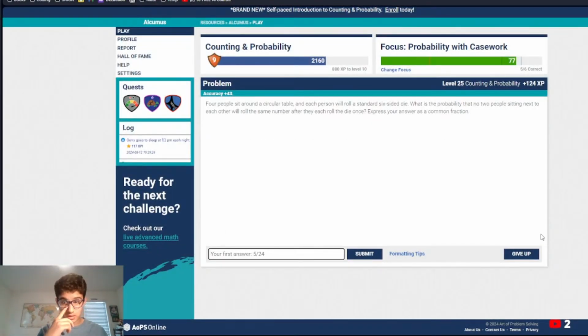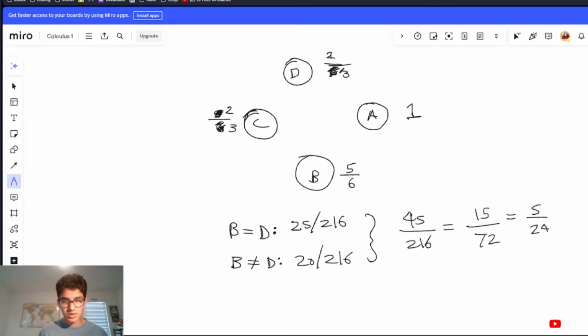Okay, wait, it's wrong. After they each roll the die once. I think I took everything into consideration when I drew the thing here, right? Because there shouldn't be any extra rotations or whatever. Yeah, like whatever A is. Okay, what could I have done wrong here? Maybe you have to, how could it be off? I don't think it changes, right?